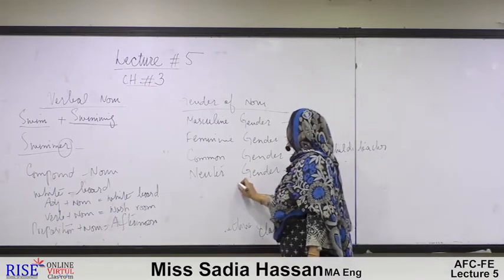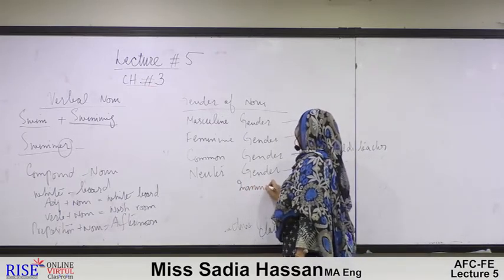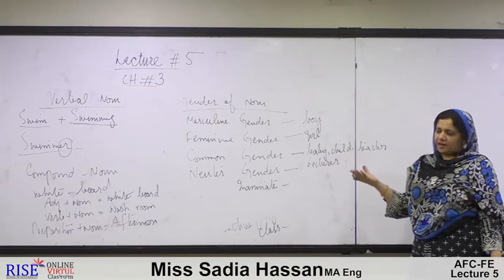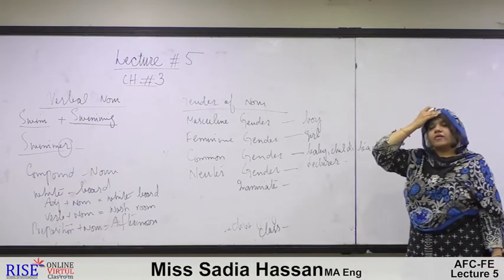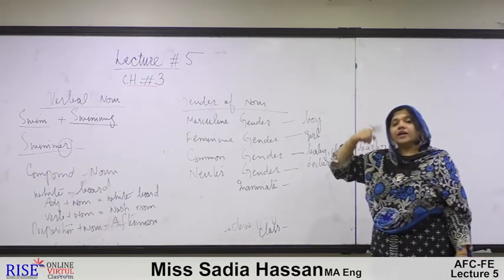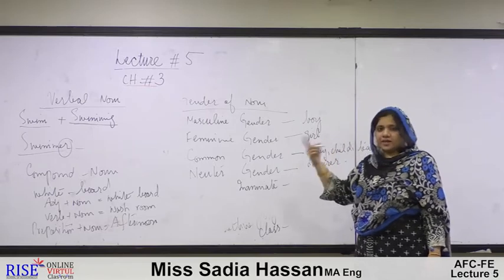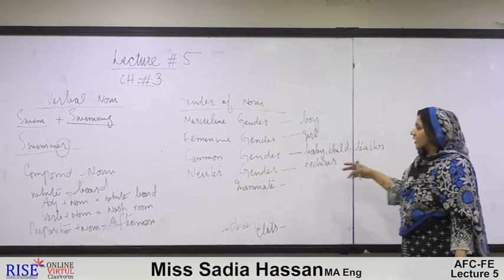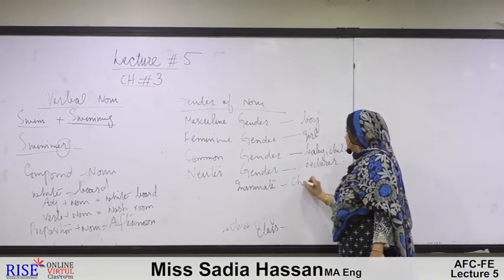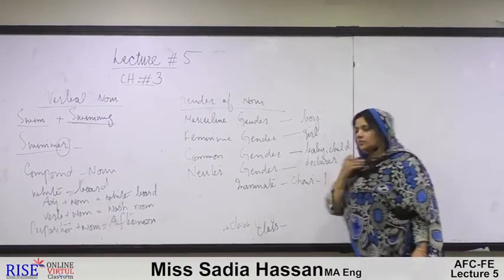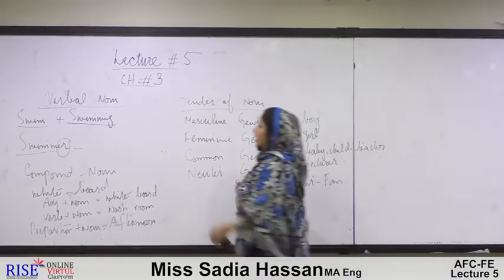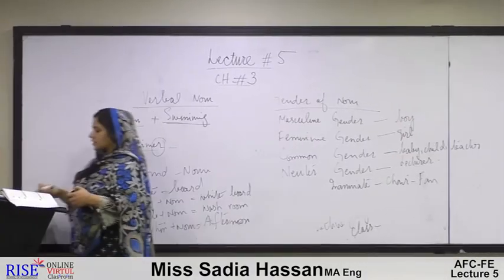Neuter gender is given to the inanimates. In English grammar, we do not actually have gender for the inanimates, but in Urdu language, we have genders for the inanimates. For example, aam khatta hai, mez rakhi hai, juta pada hai. But in English grammar, we do not have any gender. Chair and fan are called the neuter gender. So this was another kind of noun that is called gender of noun.